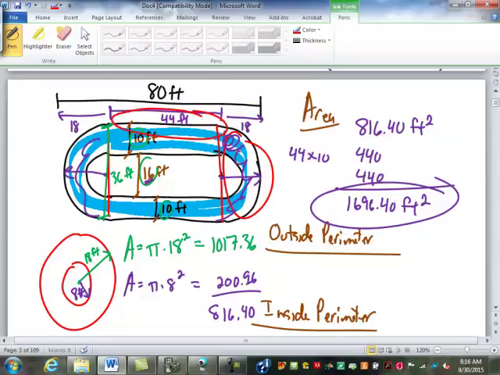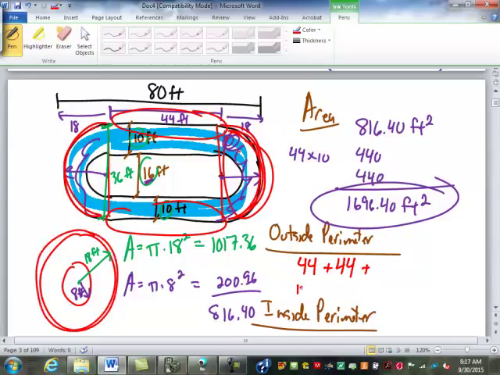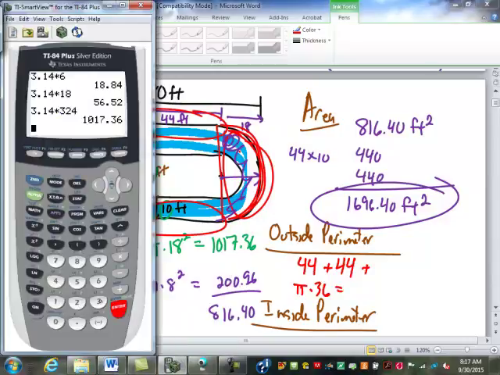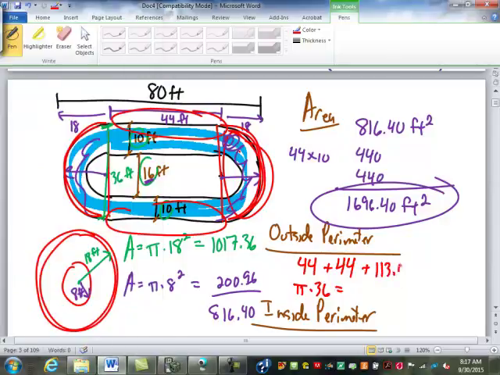The outside perimeter. You got 44 and 44. Plus, again, I'm going to combine this piece and this piece to be just the circumference of the big circle. That's just going to be pi times 36, otherwise known as 113.04. So you add that together, we get 201.04 feet is the outside perimeter.